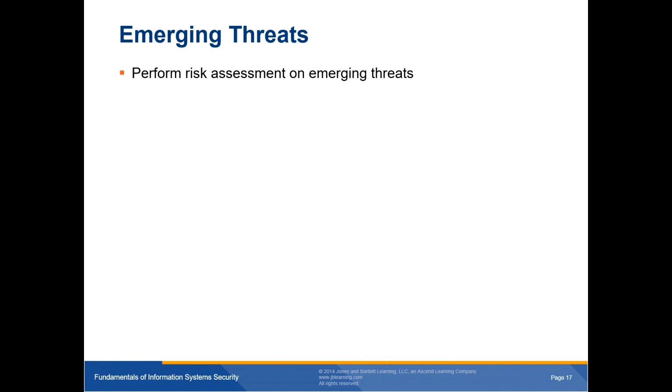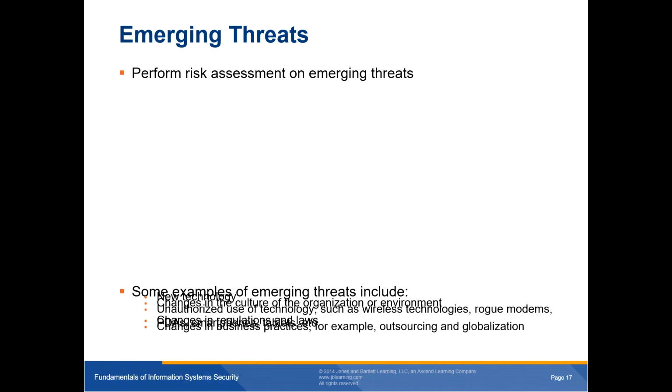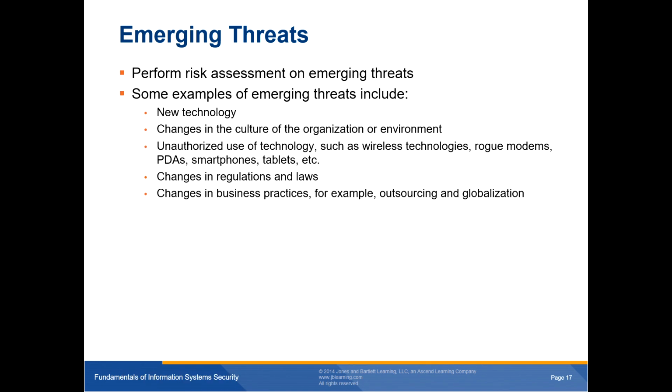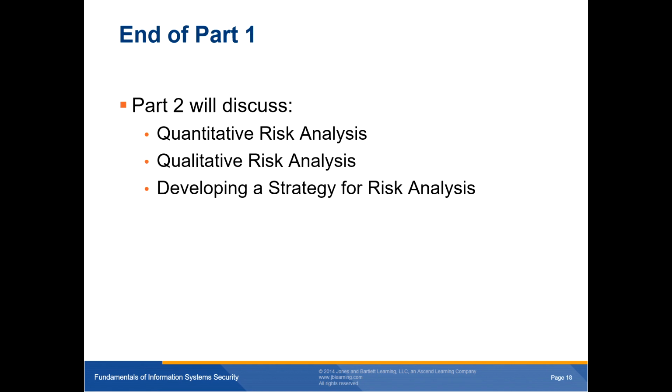Emerging threats. Perform risk assessment on emerging threats. Some examples of emerging threats include new technology, changes in the culture of the organization or environment, unauthorized use of technology such as wireless technologies, rogue modems, PDAs, smartphones, tablets, etc., changes in regulations and laws, and changes in business practices, for example, outsourcing and globalization. Periodically, do risk analysis to find emerging threats and vulnerabilities. So this is the end of part one. Part two will discuss quantitative risk analysis, qualitative risk analysis, and developing a strategy for risk analysis.